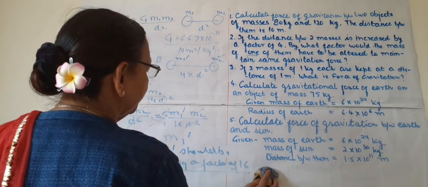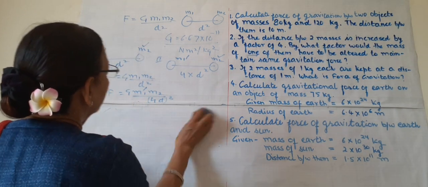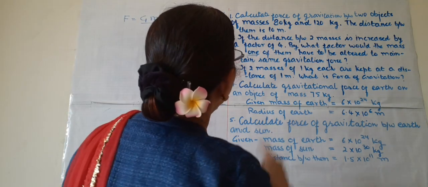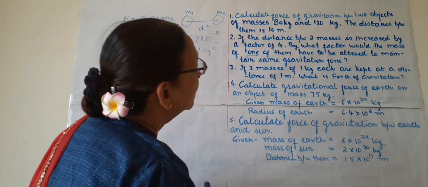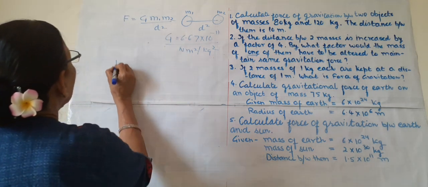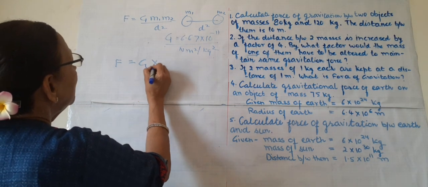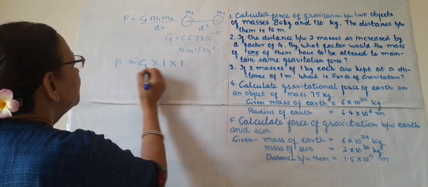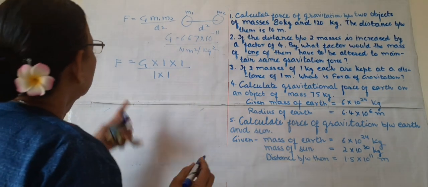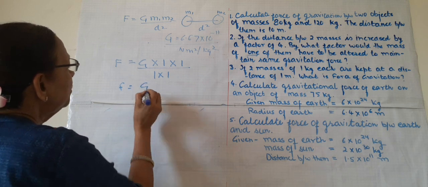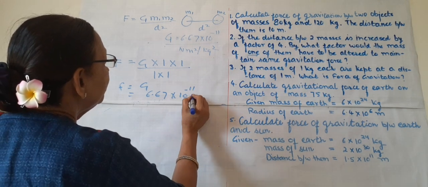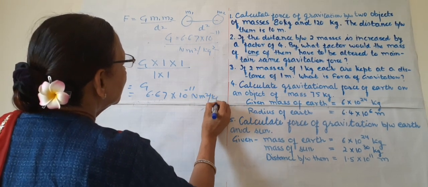Now the third one, two masses. Read it out. Third one: if two masses of 1 kilogram each are kept at a distance of 1 meter, what is the force of gravitation? So F will be equal to G into mass 1 kilogram, mass 2 1 kilogram, distance 1 meter, 1 into 1 is d square. So F is equal to G. And what is the value of G? 6.67 into 10 raised to power minus 11 Newton meter square per kg square.